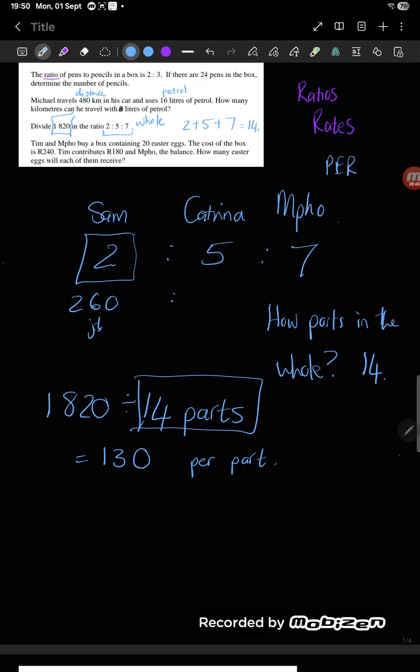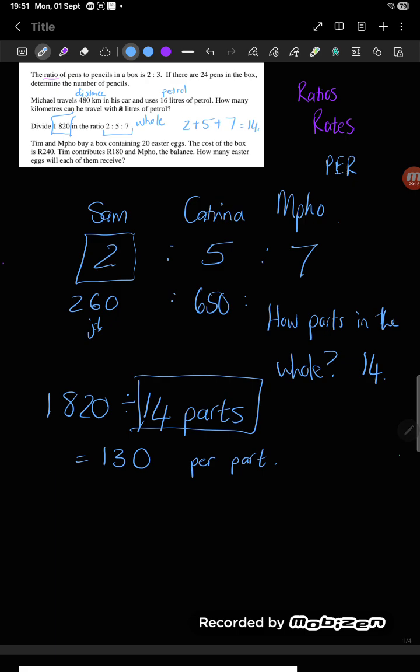Katrina has 5 parts. Maybe she got an A in math, and so we decided to give her more because she worked harder on her homework. So Katrina got 5 parts, and there were 130 per part. So she got 650, because 5 times 12 is 60 plus another 5, which is 65. Add a 0.